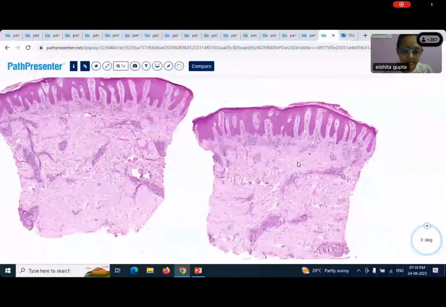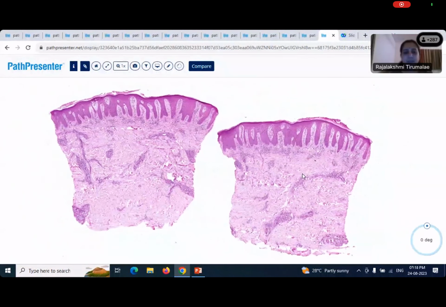Dr. Ishita, can you tell me what pattern this fits into on scanning magnification? Because that's the first thing that we're supposed to start with. What pattern would this fit into? Look at the dermal infiltrate. What is the pattern you're seeing here? I hope you all can see my arrow. Can you see my pointer? So is my pointer visible? Yes, ma'am. Okay. So can you tell me what pattern this would fit into? Because we looked at so many 7+1 patterns.